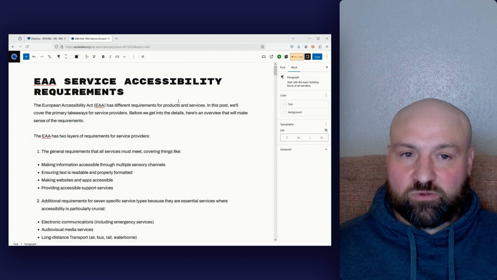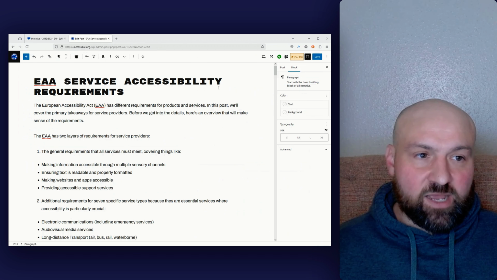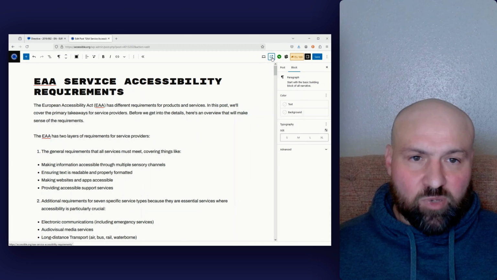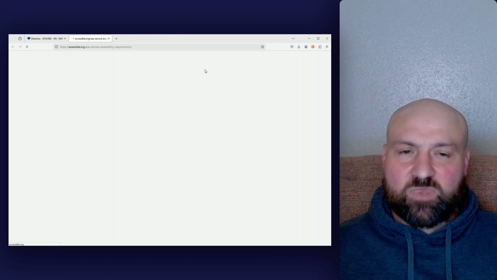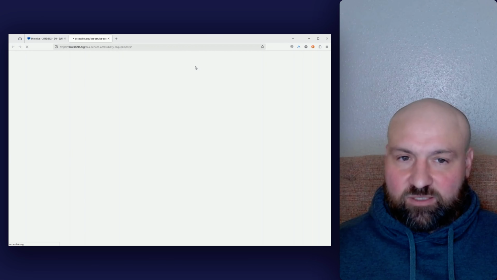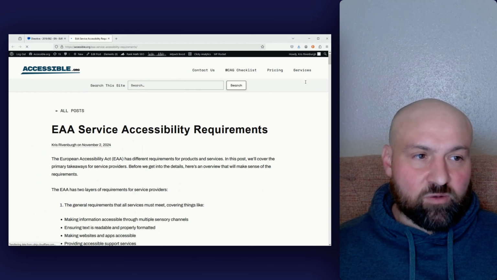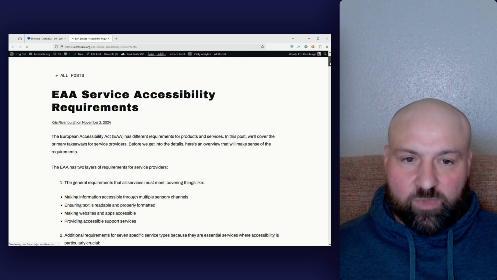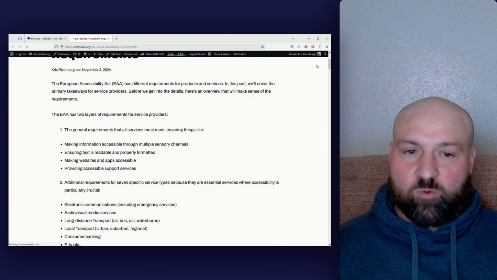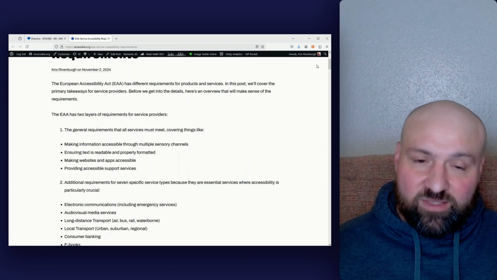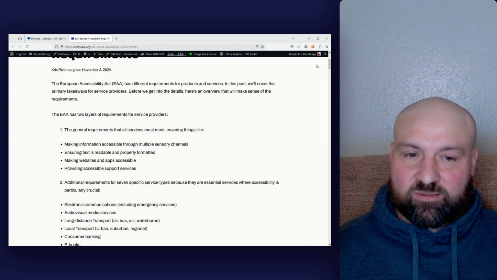Now we're going to go to accessible.org, and we're going to look at a specific post. And actually, I'm in the dashboard, the composer dashboard. I'm going to go to the actual public post, and I will link to this in the description for this video. But here we have a post on the European Accessibility Act service accessibility requirements. And I start off the post with an explainer. And this explainer really goes over the context I just provided you, but let's reiterate this.